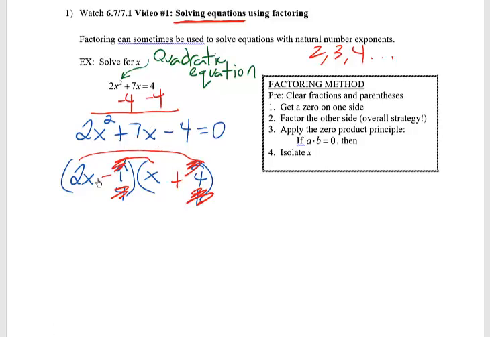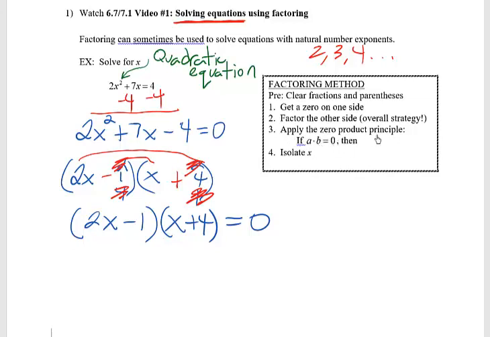Okay, since this is kind of messy, let me rewrite it nicely. So my final factoring became 2x minus 1 times x plus 4. Don't forget the equals sign and the 0. Now that I've factored that side, I use what's called the zero product principle. I've written part of it here in the box. Let me fill in the rest for you.